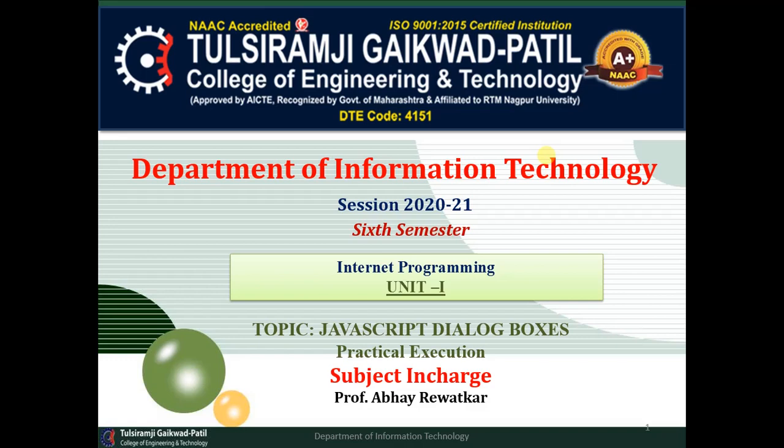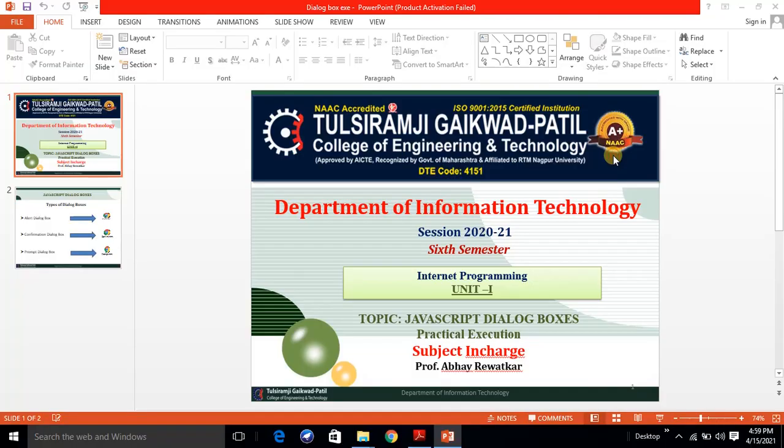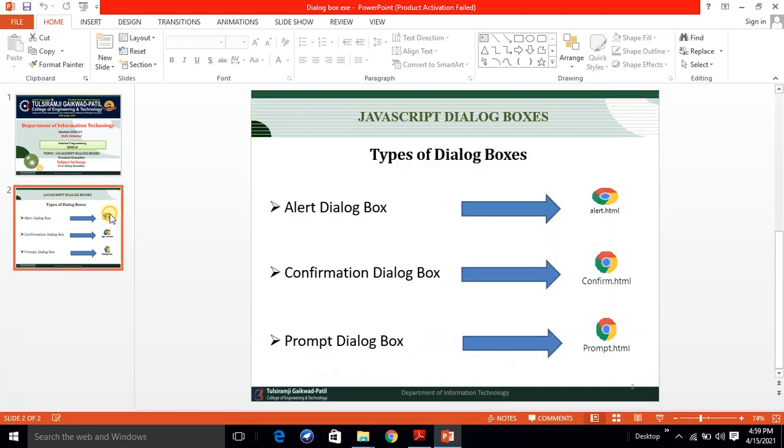One by one we are going to see what we mean by prompt, what we mean by confirm and what we mean by alert dialog box, with their executions. Here we have the first alert dialog box. How do we execute the alert dialog box? Here we are going to execute the alert dialog box.